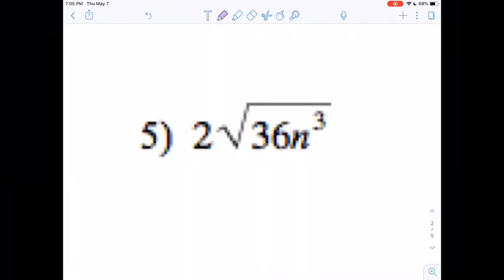Okay, number 5. Again, we're going to leave that 2 out. 36 is actually a perfect square, so I'm not going to worry about the 36.